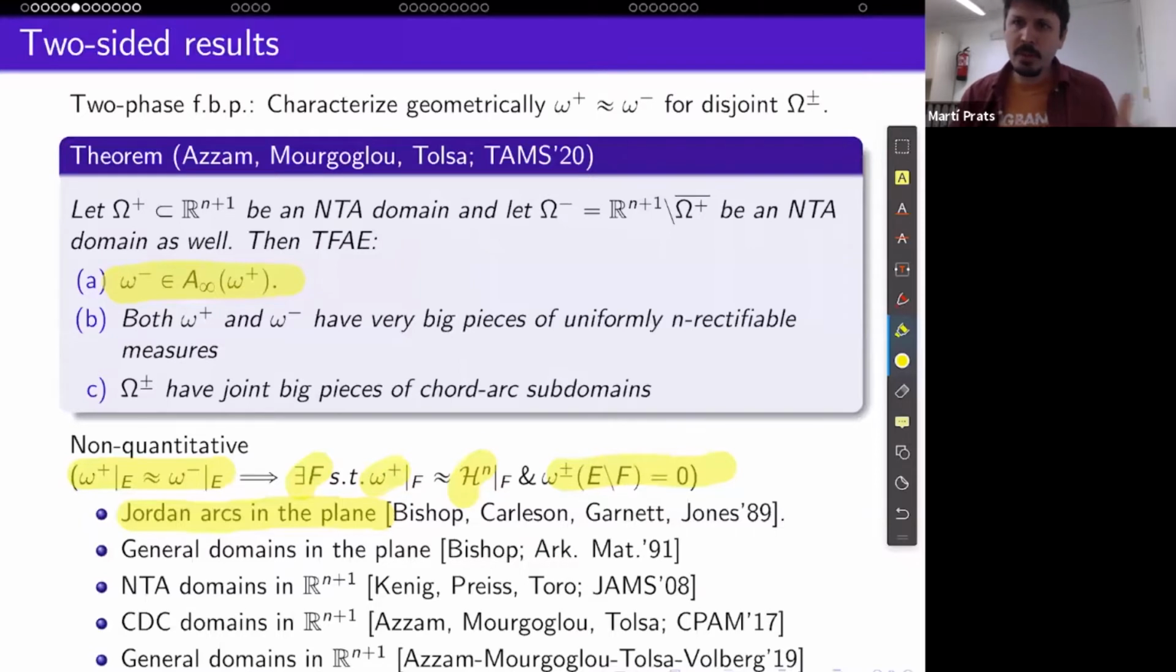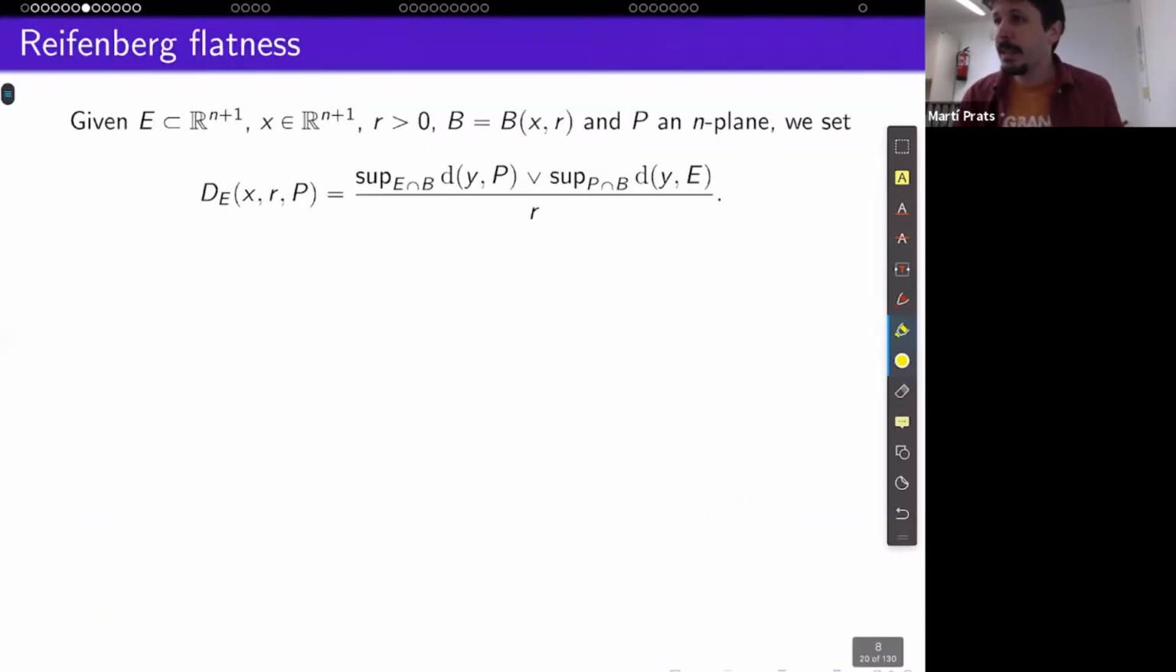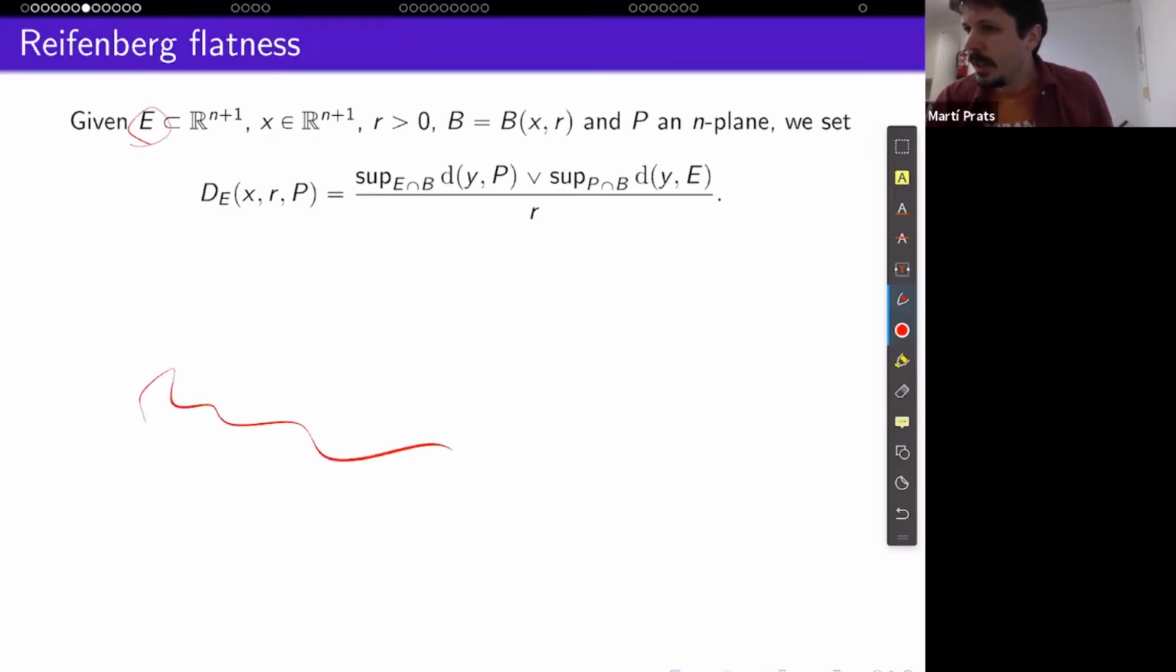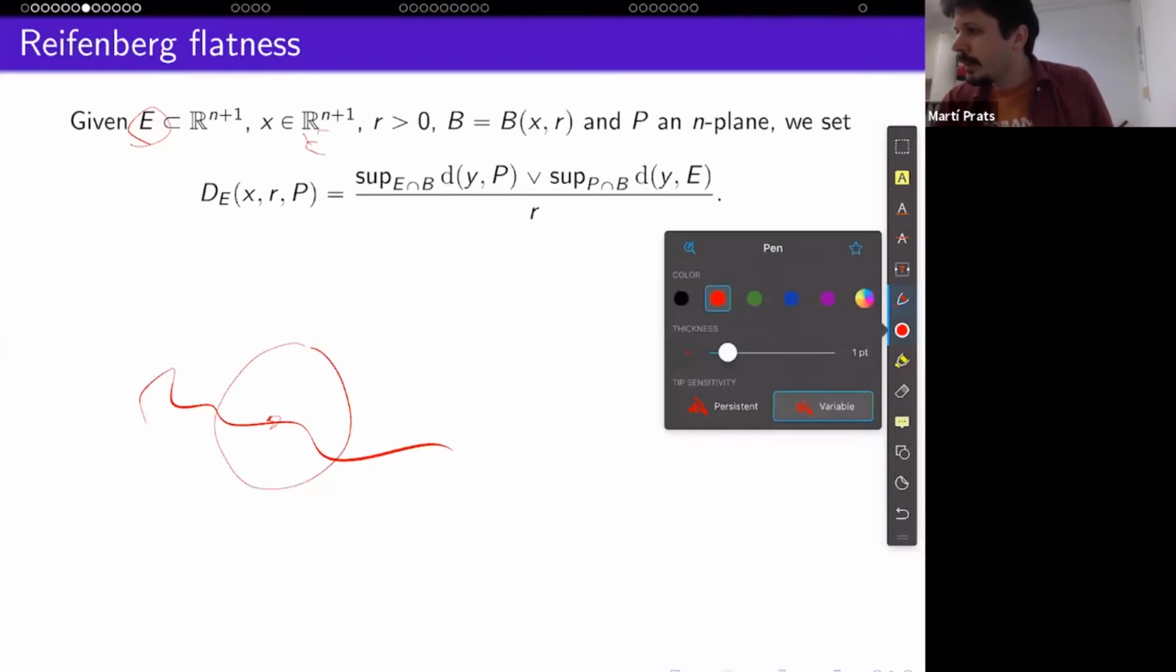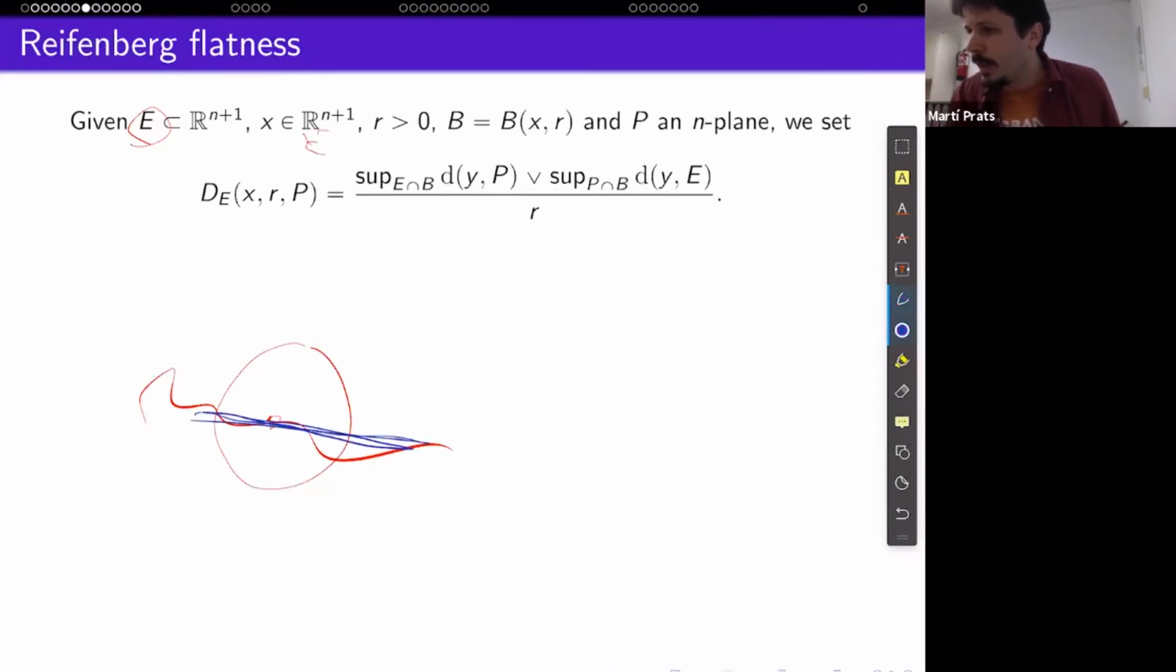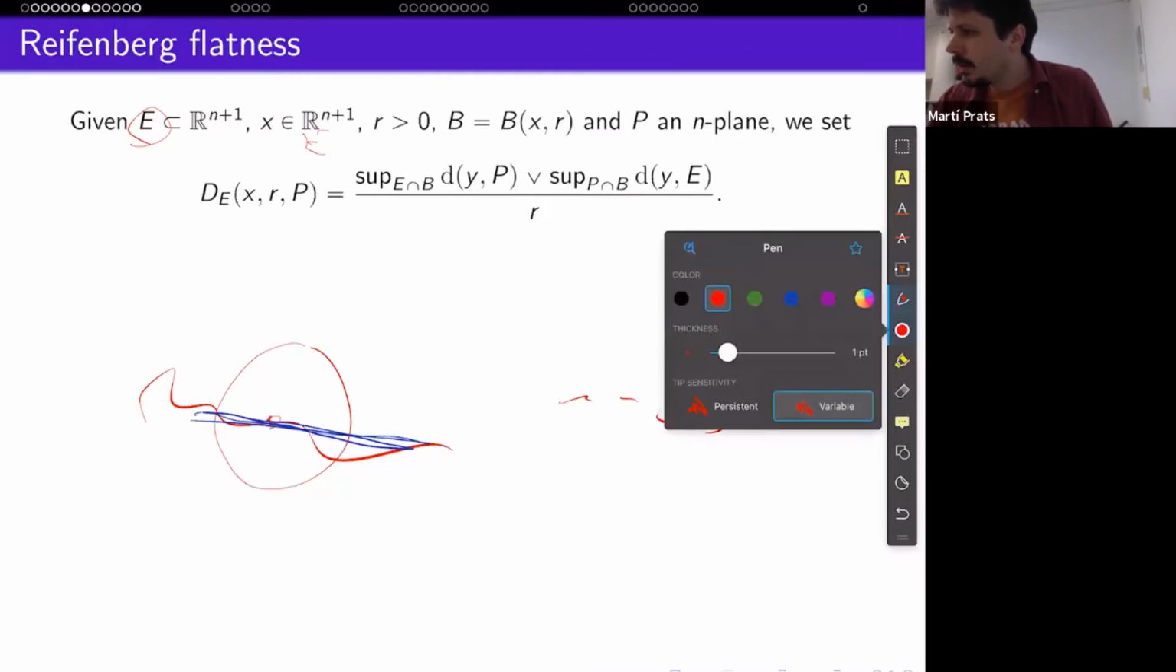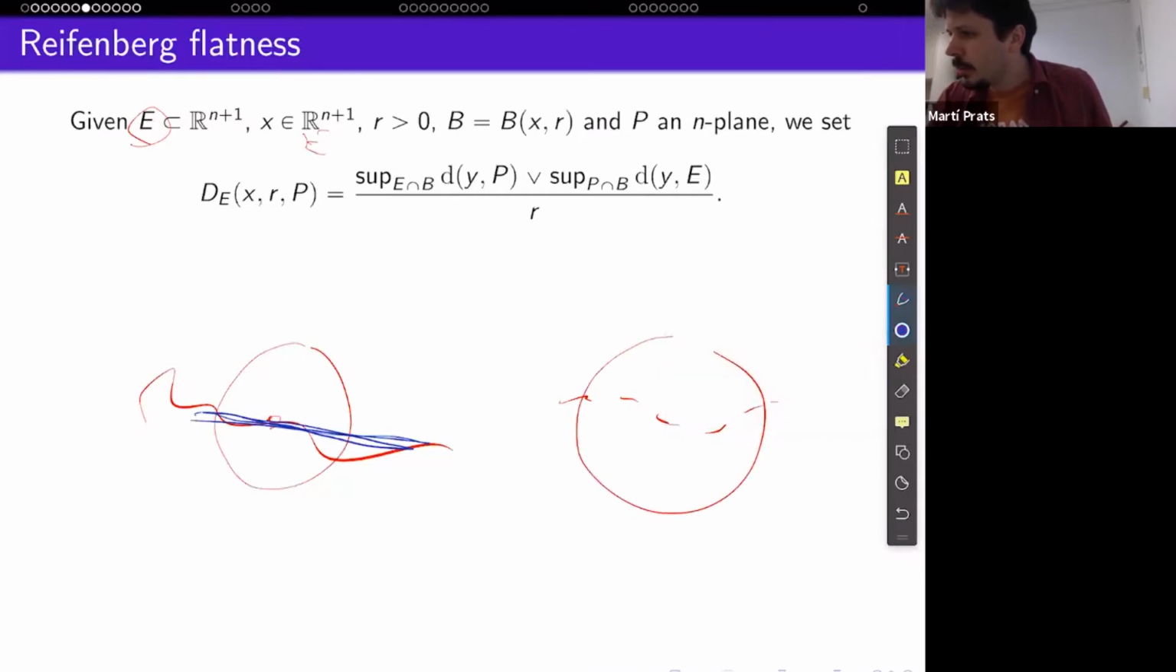Let's talk about what happens in Reifenberg flat domains and with vanishing oscillation. So what is Reifenberg flatness? We say that a general set E is Reifenberg flat if for every point X in E, we take a ball, and the idea is you can find a plane or a hyperplane that approximates in both directions. So let me just draw a worst case, take this ball and approximate with the plane.